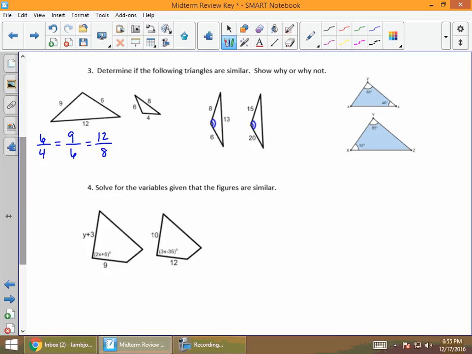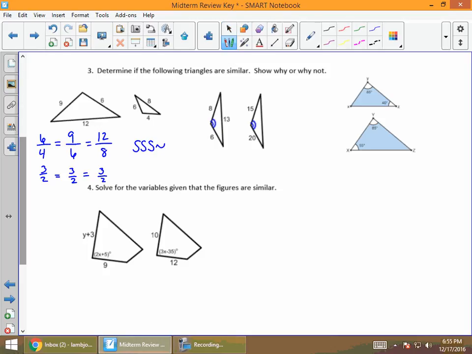And I'm going to simplify all of these ratios. So 6 over 4 reduces to 3 over 2. 9 over 6 reduces to 3 over 2. And 12 over 8 reduces to 3 over 2. So since they reduce to the same thing, 3 over 2 is my scale factor, and these two are similar by side, side, side similarity.